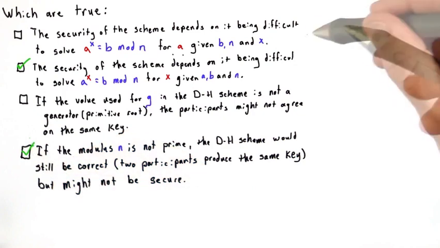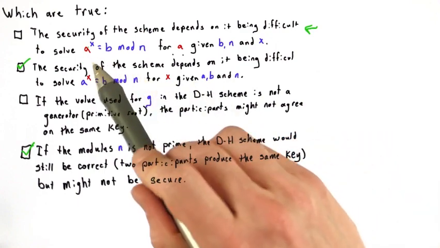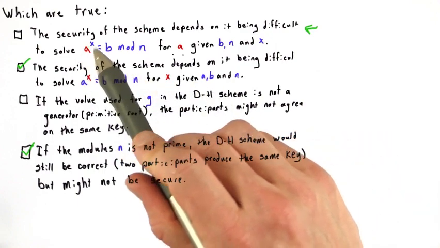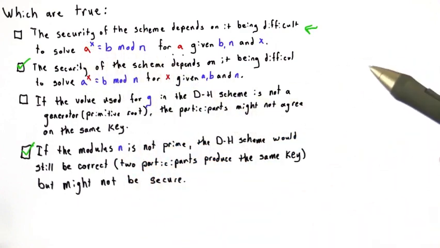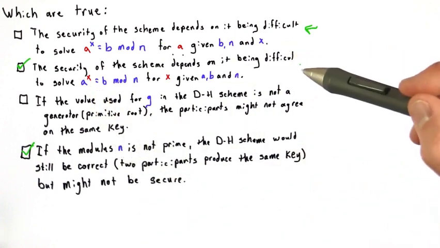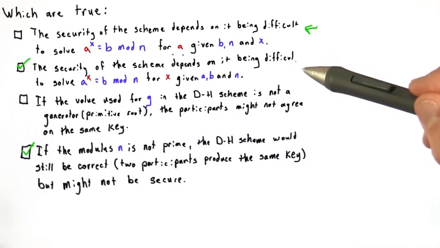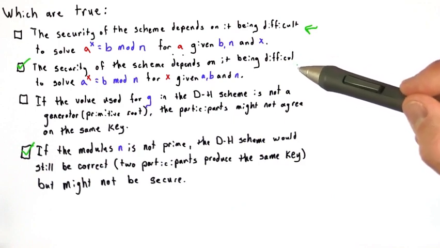Taking a look at these, the first one is not true because in the Diffie-Hellman scheme, a is public, and so in no way does the security of the scheme depend upon a. The second one is true. To solve for x is the discrete log problem, which in lecture we discussed to show that this is hard. And so the security of the Diffie-Hellman scheme depends on this being difficult.